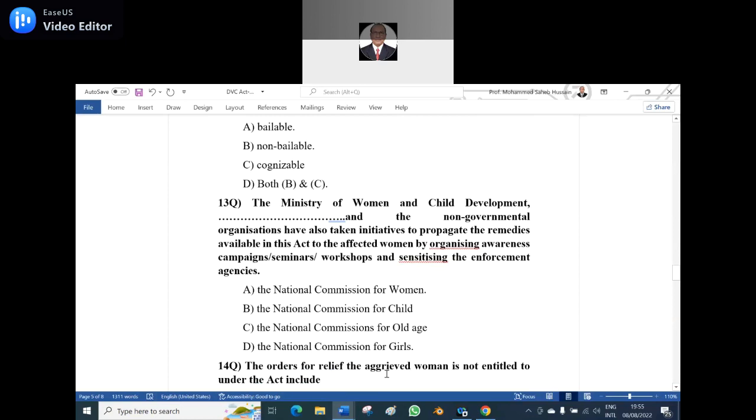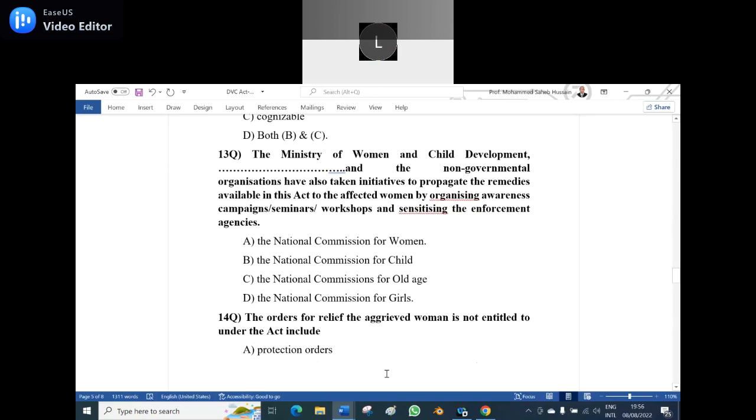The 13th question. The Ministry of Women and Child Development and the non-governmental organizations have also taken initiatives to propagate the remedies available in this act to the affected women by organizing awareness campaigns, seminars, workshops, and sensitizing the enforcement agencies. Option A, the National Commission for Women. Option B, the National Commission for Child. Option C, the National Commission for Old Age. Option D, the National Commission for Girls. Option A, the National Commission for Women. Yes, option A is the right answer.